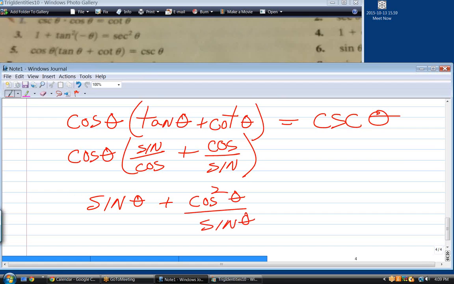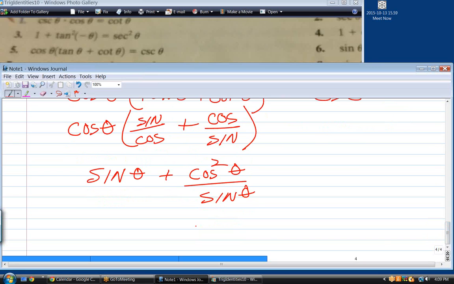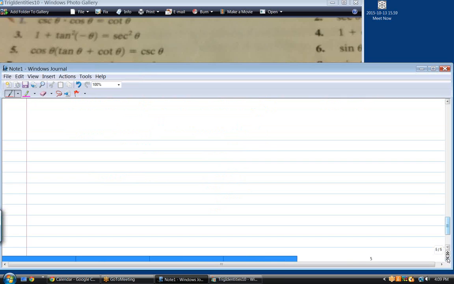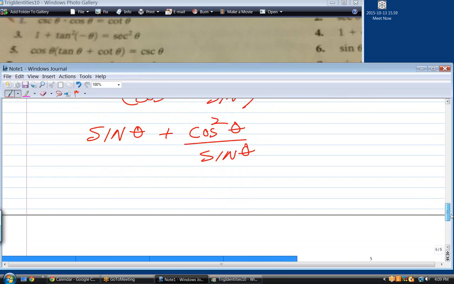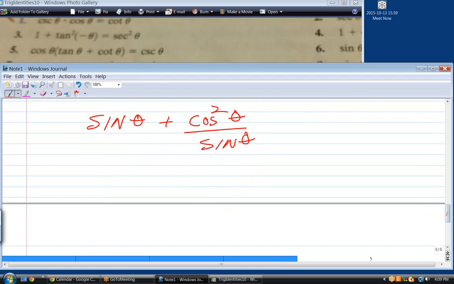Well, remember what I said our goal was on the bottom? We're going to end up wanting this. What's the next step? If this is what I finally want at the end, what's the next step? Is it the sine theta over cosine theta? Or add these two fractions together. So what's the common denominator?